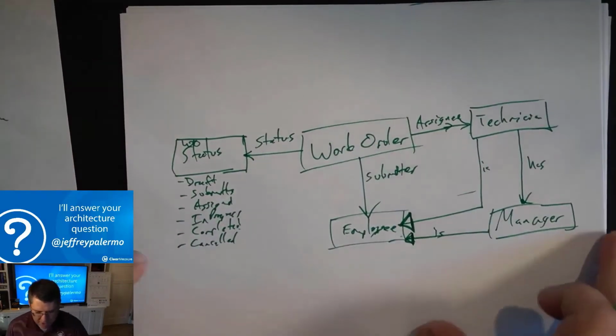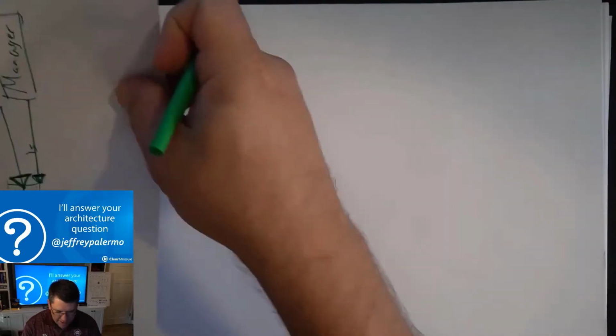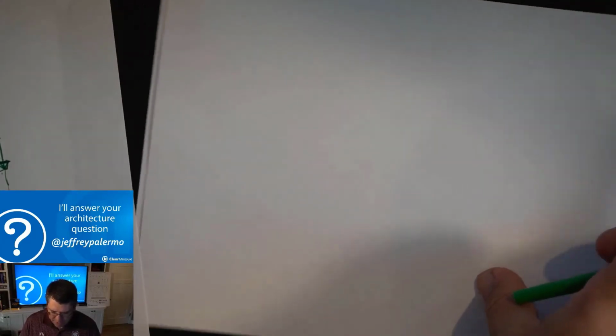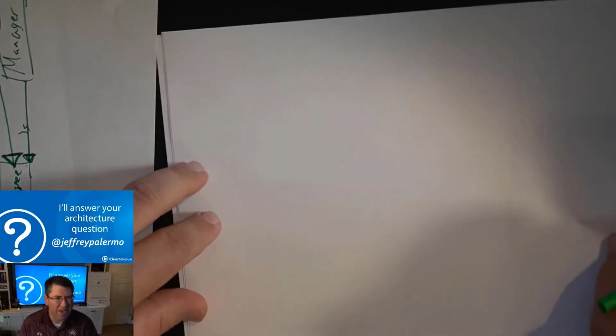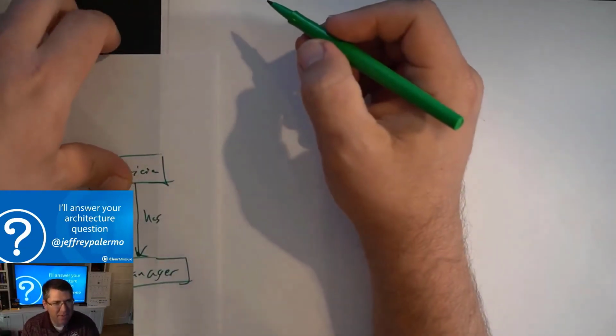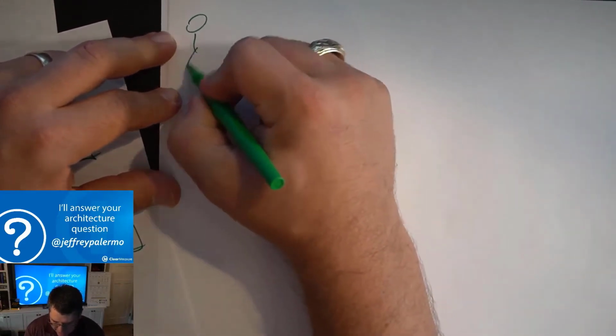All right, so there's our object diagram. So taking that object diagram into consideration, next let's try to figure out how we're going to put this application together. Let's do a sequence diagram for just creating a new work order. When we create it, it's going to be in draft status.